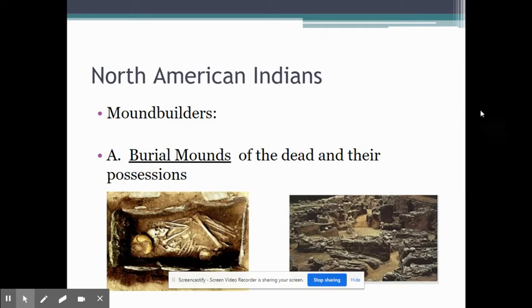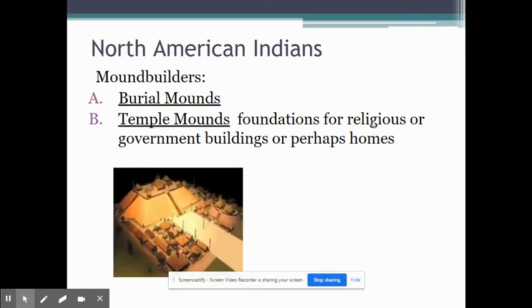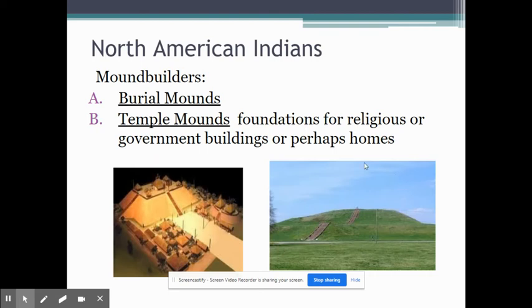So understand that burial mounds are very common, that the dead oftentimes were buried on a level surface, and then dirt mounds, earthen mounds, were heaped up on top of them. The second answer that you want to include are called temple mounds. And you want to write that on the second blank.